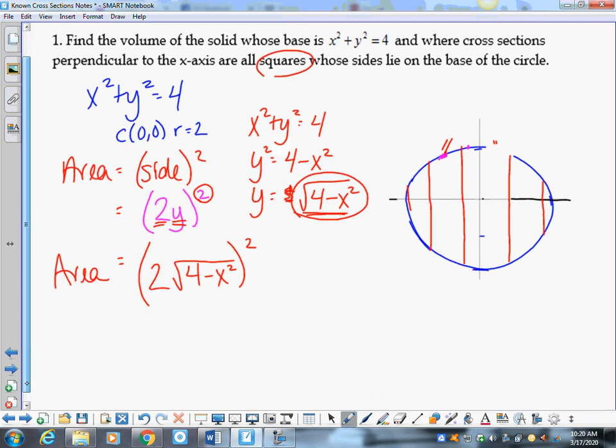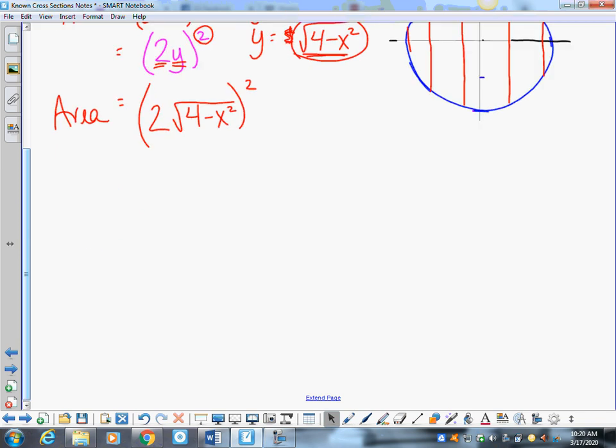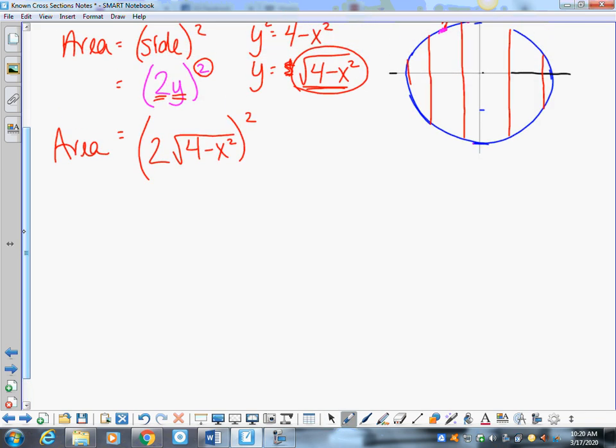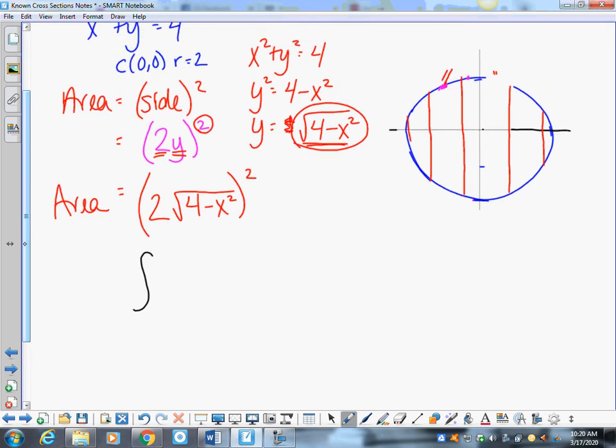So now what I want to do is accumulate all the areas. So I want the integral. Okay, so now I need to know from what to what. Well, I want to go from here all the way to here. Well, on this one, that's super easy. I know it's going to be from -2 to 2 because I drew this circle with a radius of 2. So I'm going from -2 to 2.